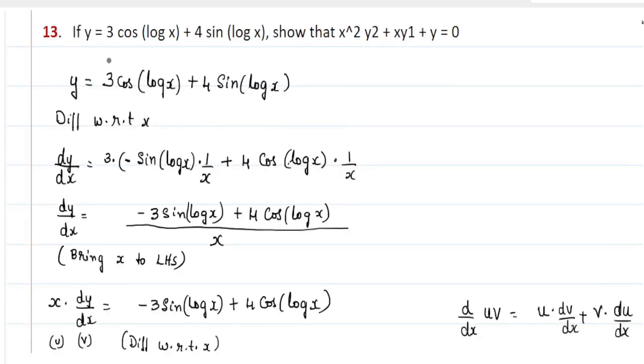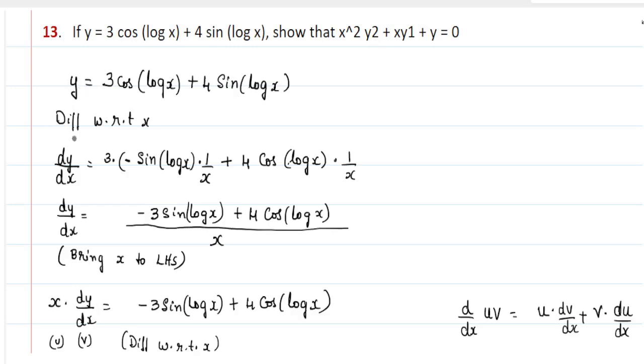If y equals 3 cos log x plus 4 sin log x, show that x square y2 plus x y1 plus y equal to 0. Here y2 is nothing but d square y by dx square and y1 is nothing but dy by dx. So I am writing the question here.